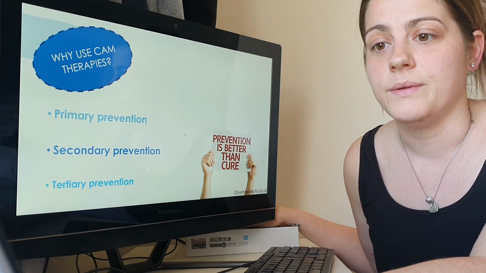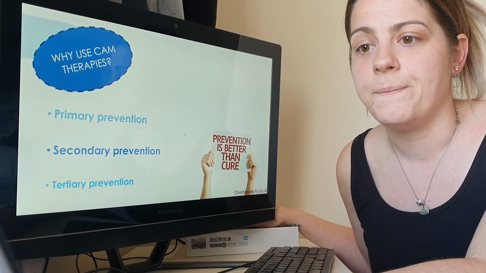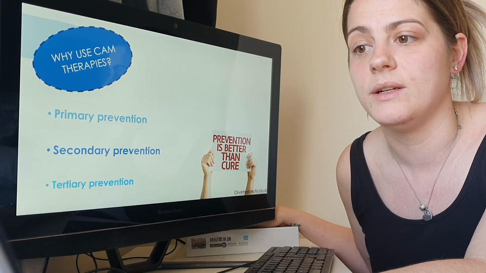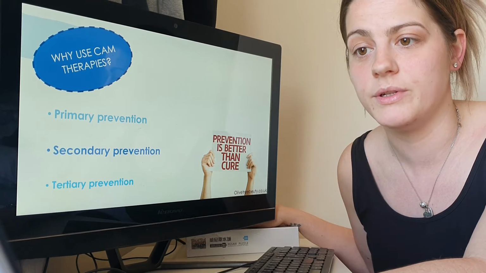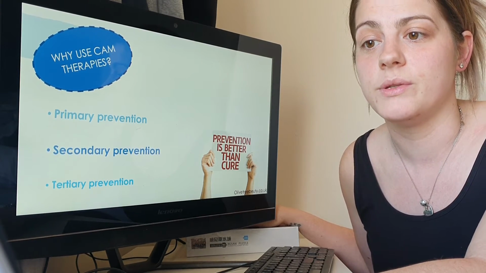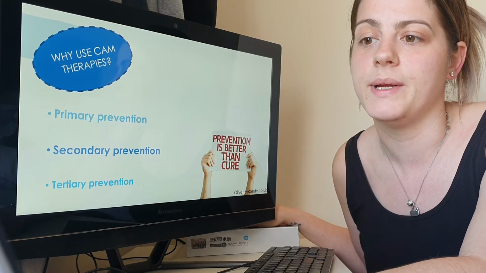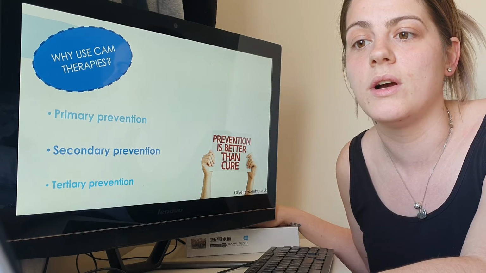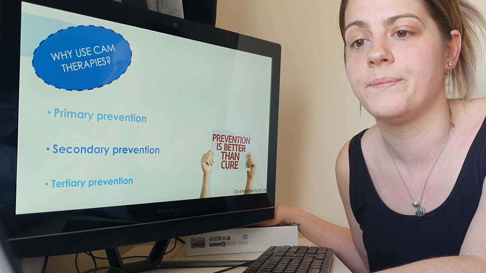So why are they used? Primary prevention. This aims to prevent and reduce the incidence of disease and illness. For example, ginger and acupuncture are used to reduce morning sickness, or hypnotherapy to help someone quit smoking. This will reduce the cost of treating disease later.